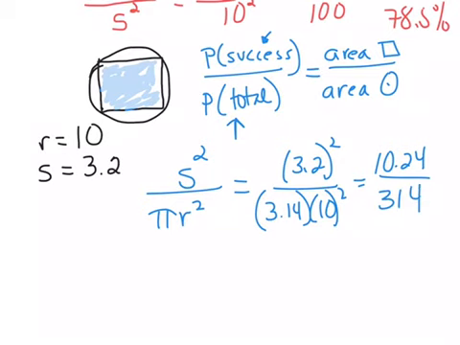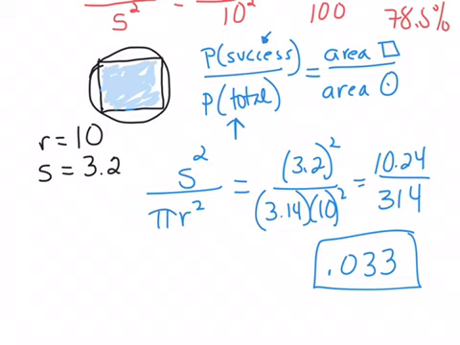And then we also want to divide that out. So 10.24 divided by 314 gives us 0.033, which is a very low probability. So I'm thinking that my picture is not drawn to scale at all, because that's really, really tiny. Could be that I made a mistake when I copied the problem down too. That could always be it.